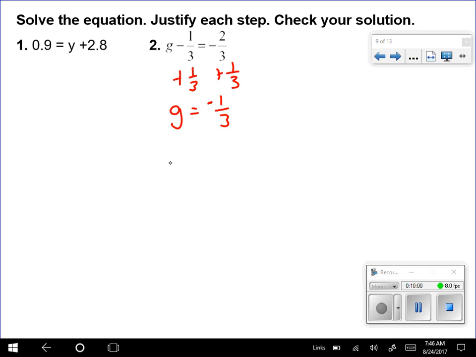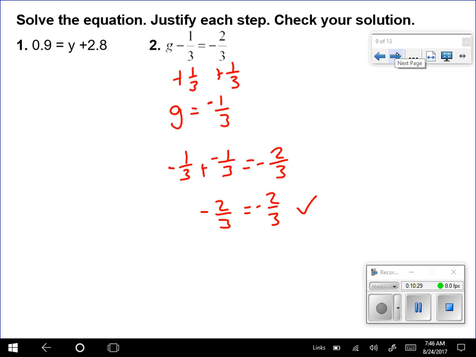I should check this. So I'm going to plug negative 1/3 back in. Keep change. So I have negative 1/3 plus negative 1/3. That would give me negative 2/3, which does equal negative 2/3. Good to go. So try this one on your own. Yes, there's some decimals, but it works very similarly.